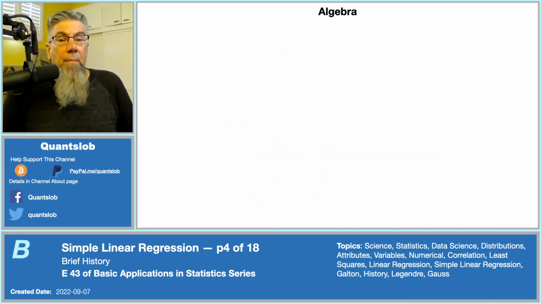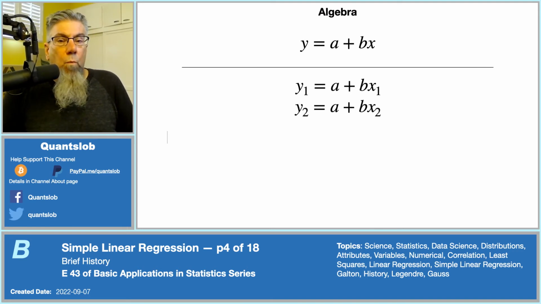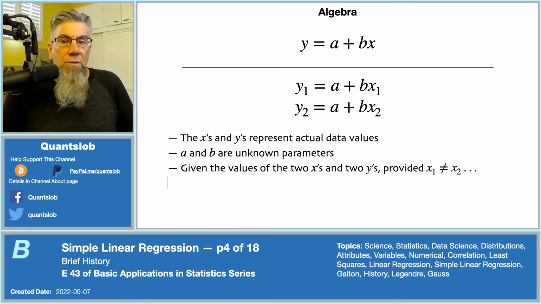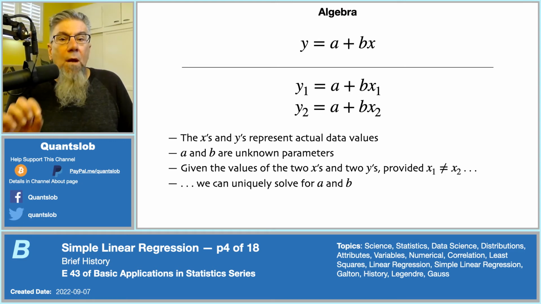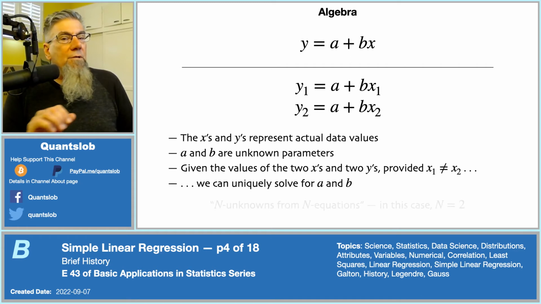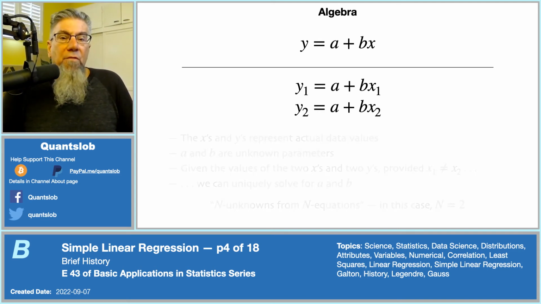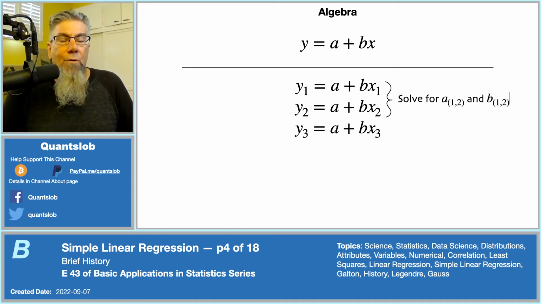Now, thinking about mathematics, if it is true that y equals a plus b times x, then if we have 2 data points, 2 xy pairs, the 2 x values have to be unique here, we can uniquely solve for a and b, the 2 function parameters. This has been known to mathematicians for centuries, okay? Nothing new about this. Broadly, we call this solving n unknowns from n equations. In this simple case, n is 2. 2 equations, 2 unknowns.